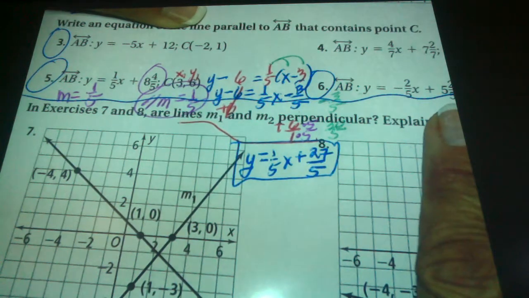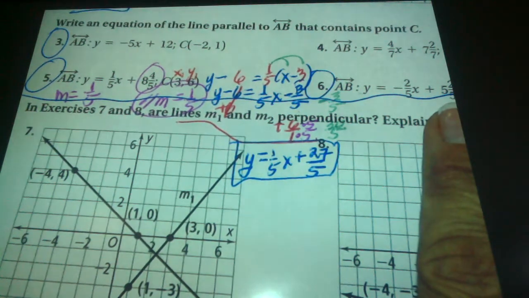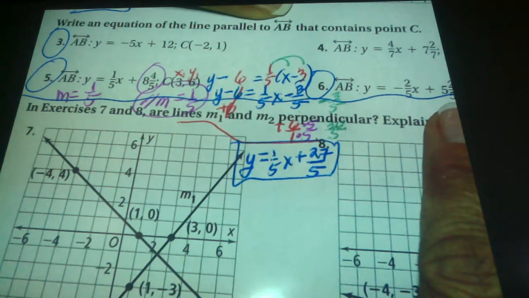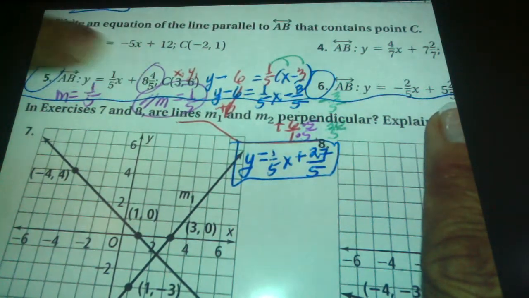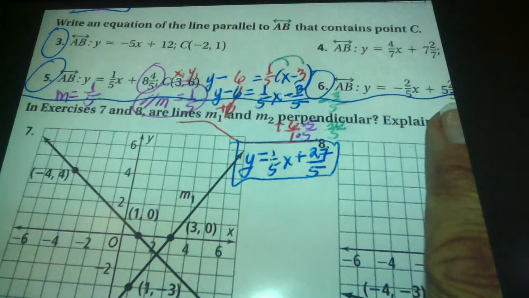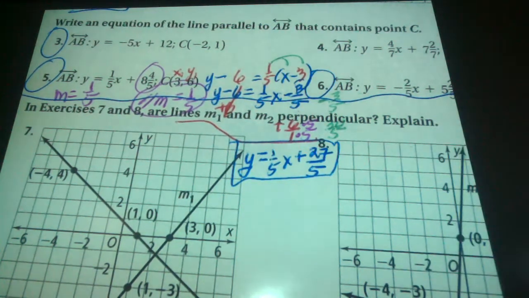Yes? How did you get parallel slope in the beginning? They told you that the line is parallel to AB, and so in the directions, I already know that they're parallel because they told me. They're either going to tell you it's perpendicular or parallel, so today they should all be parallel for all your homework assignment.